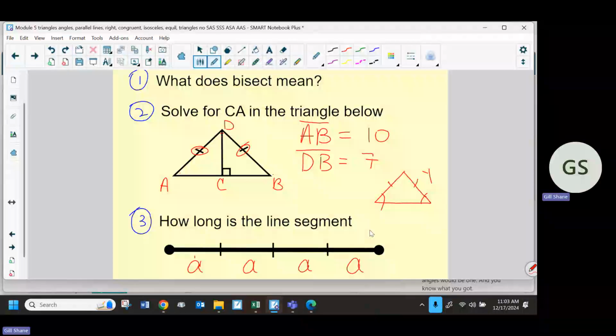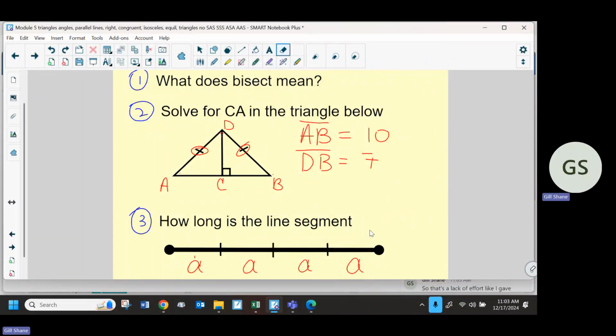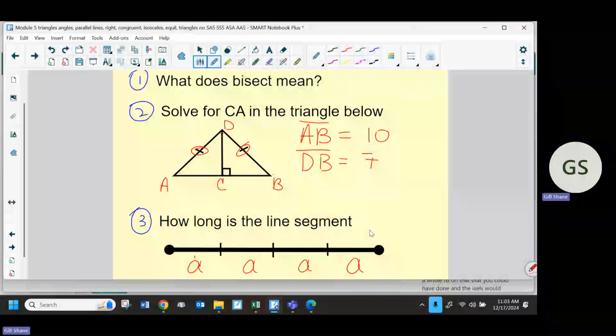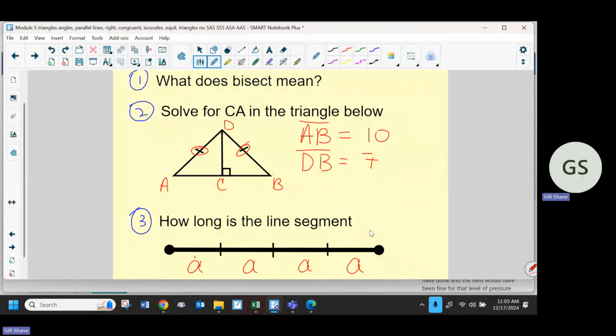So that's a lack of effort. I gave a whole IXL on that you could have done. And the IXLs would have been fine for that level of pressure. They're normally too easy for my quizzes, but normally fine for exit tickets. So if you wind up not doing as well as you want in a quarter, there's stuff out there you can be doing. I don't know what else to do for you. So we'll get into another one where we have to turn the image. I'm not going to do it here.